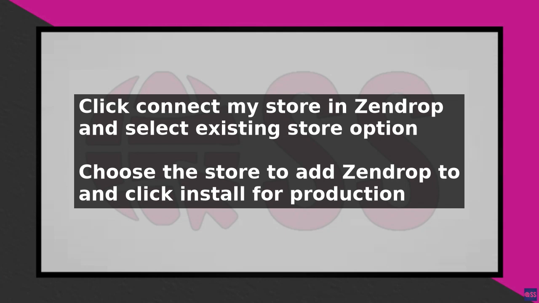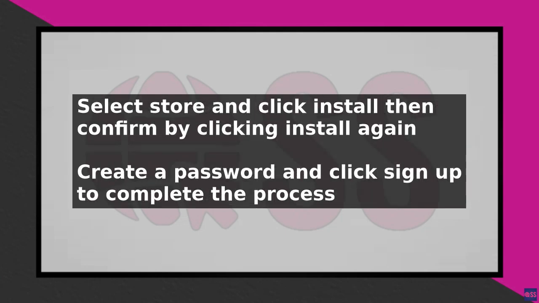You'll then be guided through a few steps. First, click Authorize and proceed to the Shopify app page. Select the store you want to add Zendrop to and click Install for one-click production listing. If you have multiple stores, you'll need to choose the specific store you want to connect to Zendrop. Once you've selected your store, click Install and then confirm by clicking Install again.